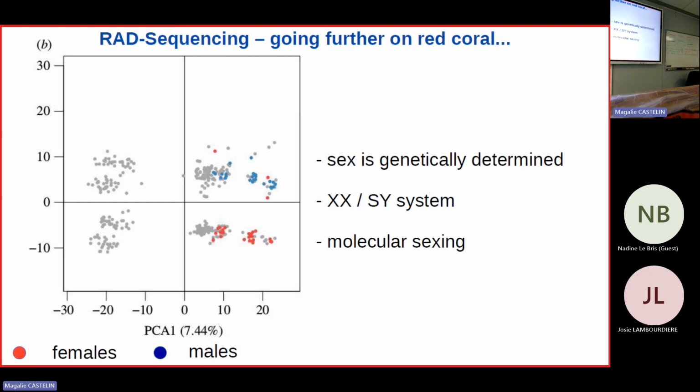And second, if we go further in the analysis, we see that as for us, it's an XY system. So the females are XX, the males are XY. Just as us, but it's an independent evolution of this kind of sex-determination system.